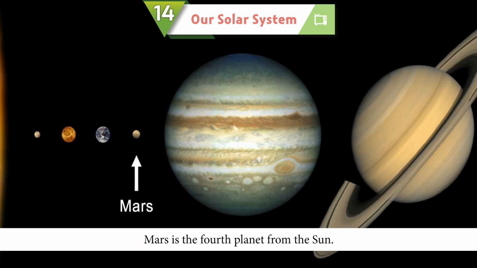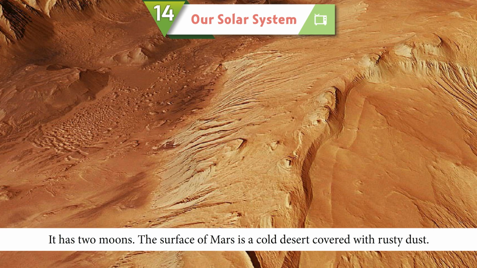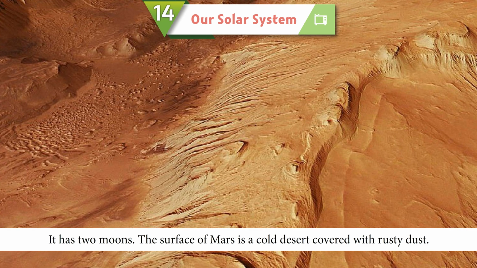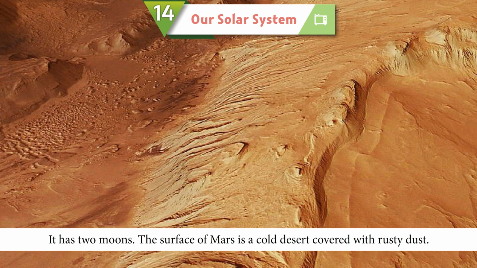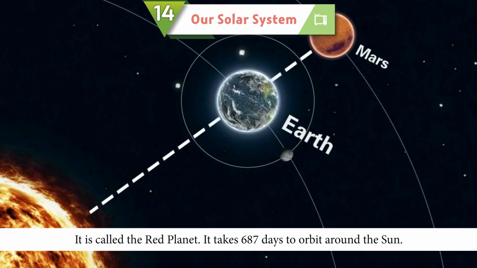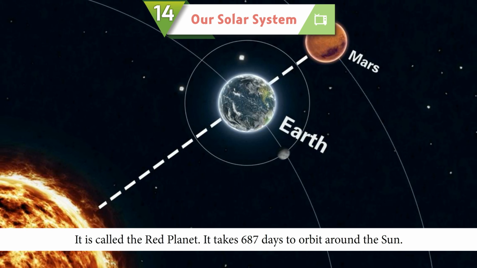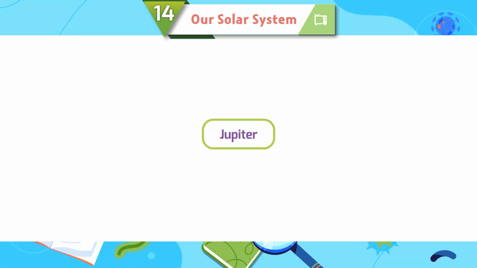Mars. Mars is the fourth planet from the Sun. It has 2 moons. The surface of Mars is a cold desert covered with rusty dust. It is called the red planet. It takes 687 days to orbit around the Sun.